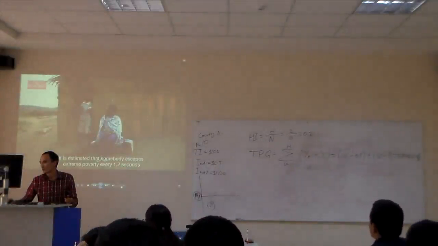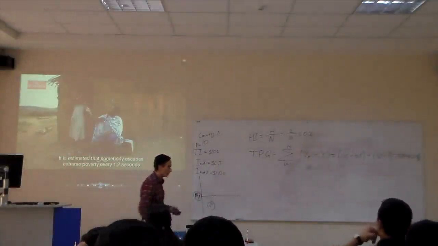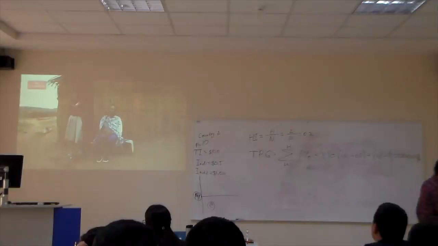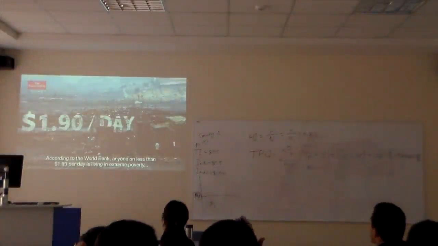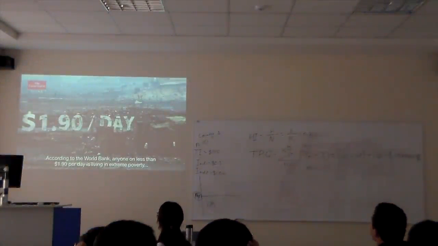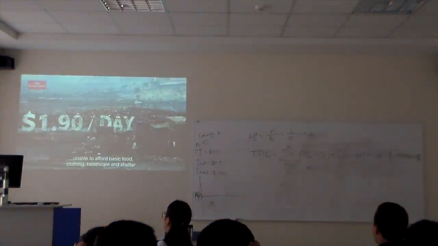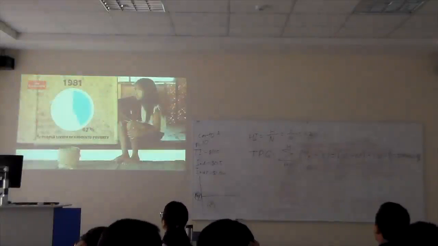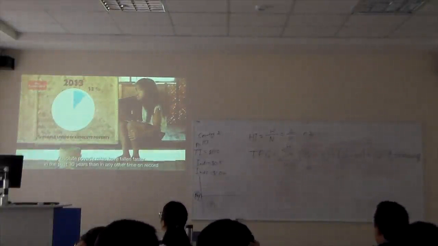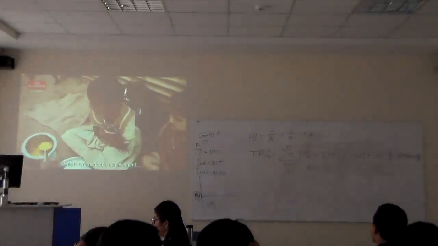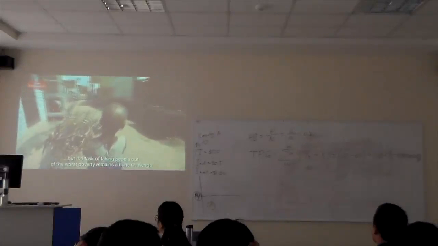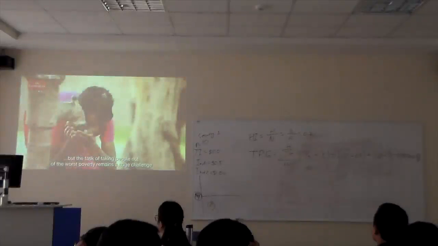It's estimated that somebody escapes extreme poverty every 1.2 seconds. According to the World Bank, anyone on less than $1.90 per day is living in extreme poverty, unable to afford basic food, clothing, healthcare, and shelter. Absolute poverty rates have fallen faster in the past 30 years than in any other time on record. This is a remarkable achievement, but the task of taking people out of the worst poverty remains a huge challenge.